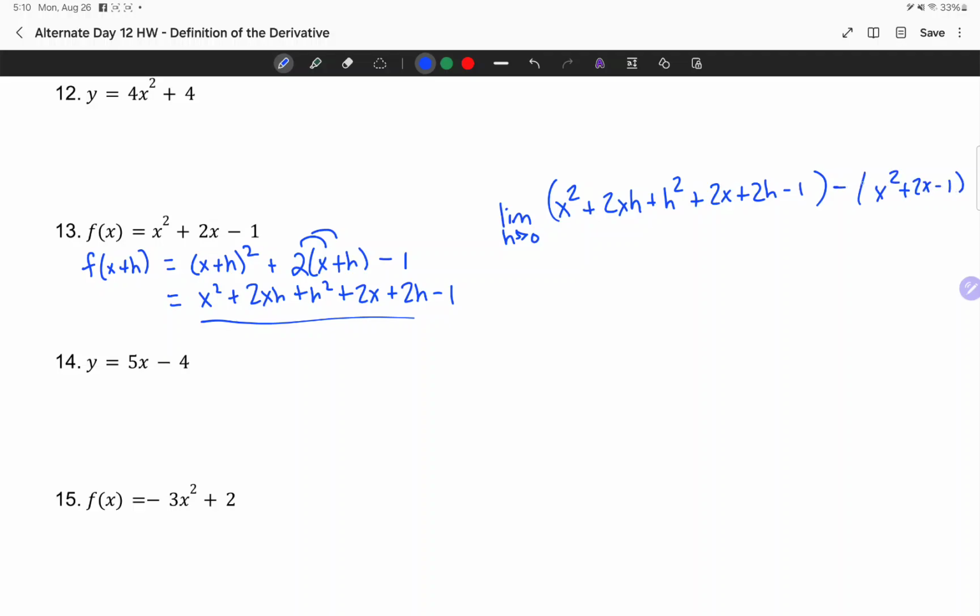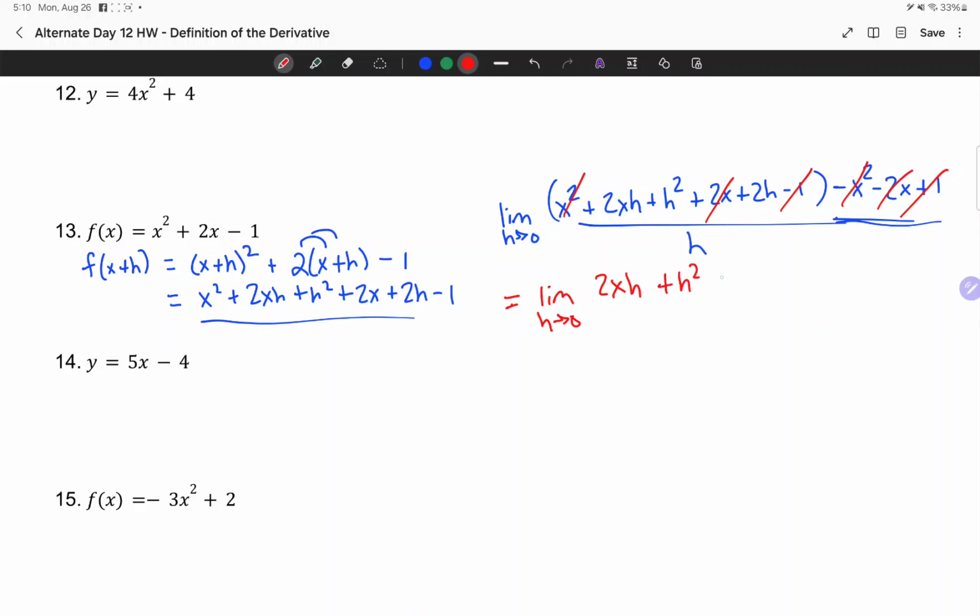If you want to get rid of the parentheses and just change each sign, you can do that. I'm going to save a step here and just distribute that parentheses. So it'll be minus x squared minus 2x plus 1. Positive x squared, negative x squared cancels. Positive 2x, negative 2x cancels. Negative 1, positive 1 cancels. That gives us the limit as h approaches 0 of 2xh plus h squared plus 2h, all over h.